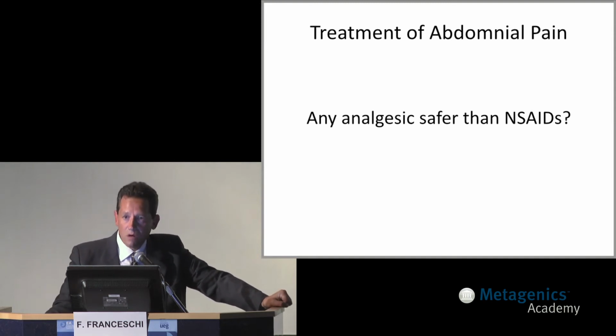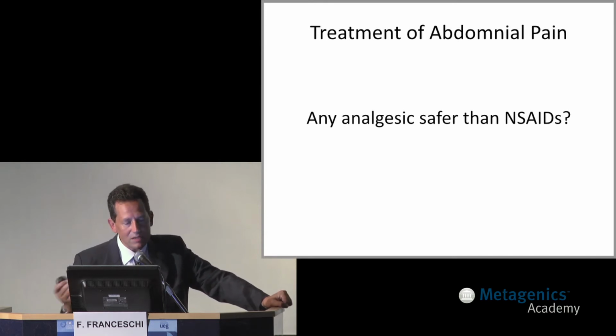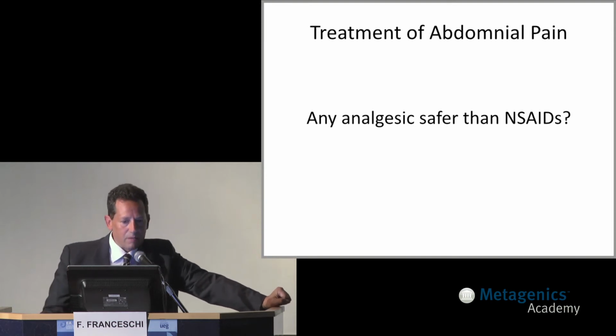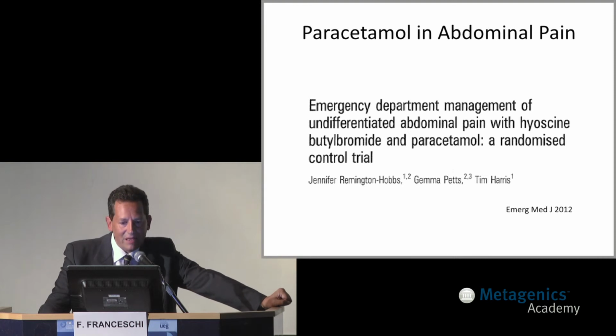Of course, we have heard before from Giovanni Barbara that patients with IBS have a leaky gut. Most of them have a leaky gut, which is, of course, a cause of pain. Any analgesic safer than NSAIDs? So if we cannot use NSAIDs in the acute phase, what kind of drug can we use? One of them is paracetamol in abdominal pain.